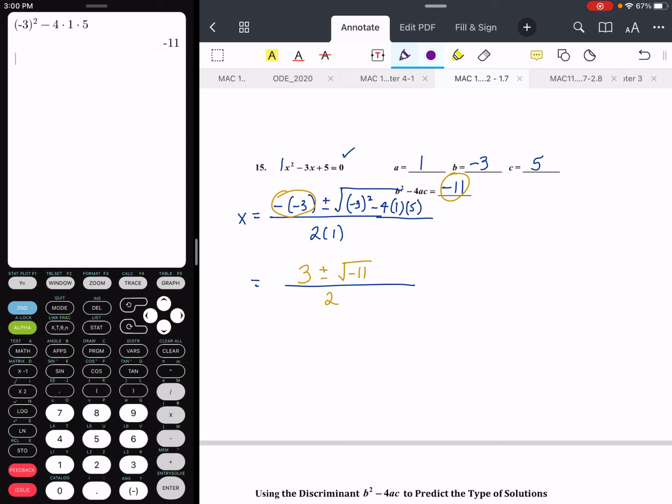All right, so let's start simplifying this a little bit. One thing we can do is pull out our i. I see that negative sign under the square root, so I'm going to rewrite this as 3 plus or minus i times the positive square root of 11 over 2. And then finally, let's just split this apart into our real and imaginary components. So this gives me 3 over 2 plus or minus the square root of 11 over 2 times i, just making it look nice and pretty.